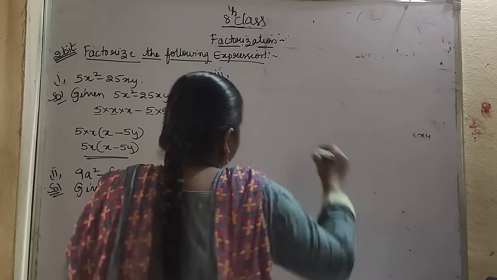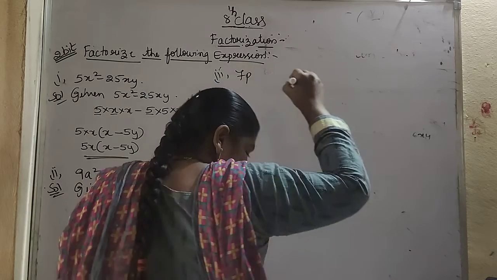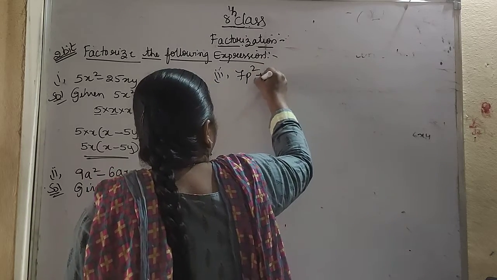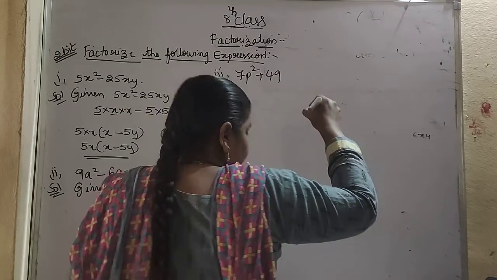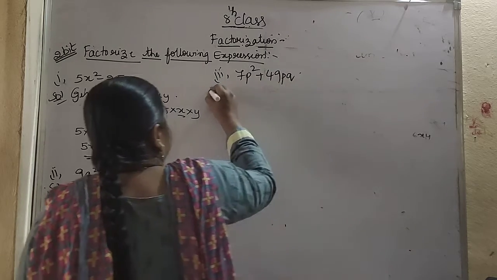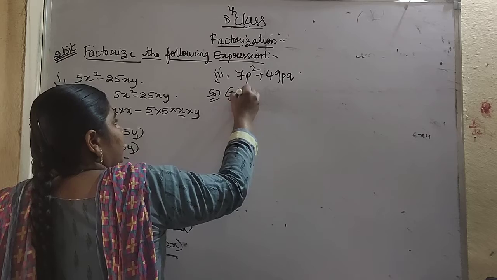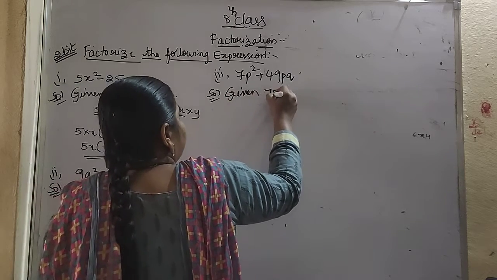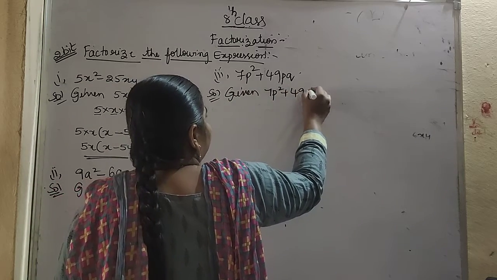Next, the third one is 7p square plus 49p cube. So we have to factorize this one also. So given 7p square plus 49p cube.